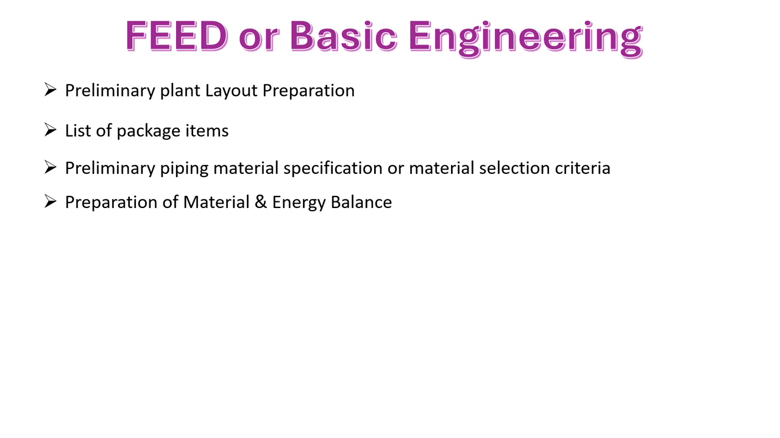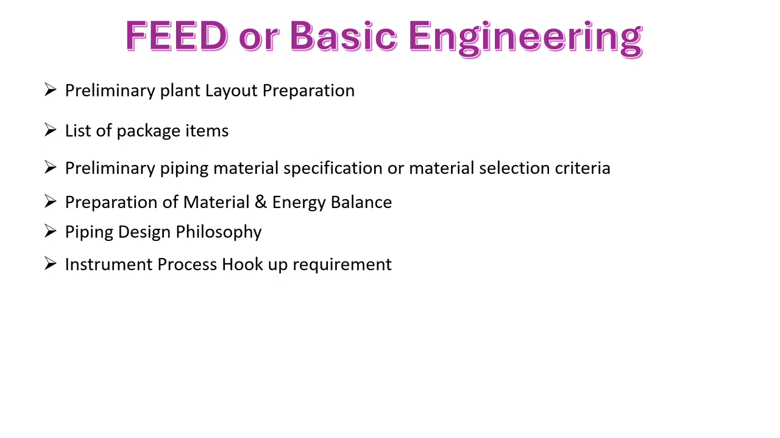Also, we have to prepare the detailed material balance and energy balance. We have to freeze the energy requirements, utility package item sizes, its inquiry and all these things. Then the piping design philosophy, whether stress critical lines are available. For the steam lines, we have to consider stress analysis. For high temperature lines, we have to go with stress analysis. So these design philosophies are to be considered and finalized during the basic engineering phase.